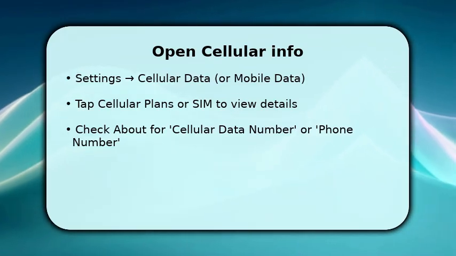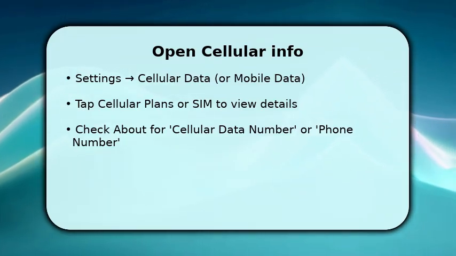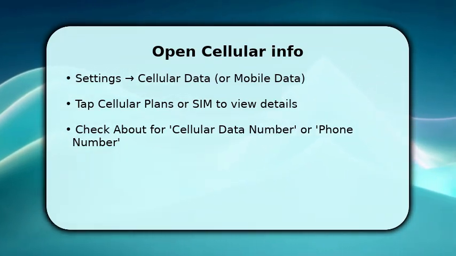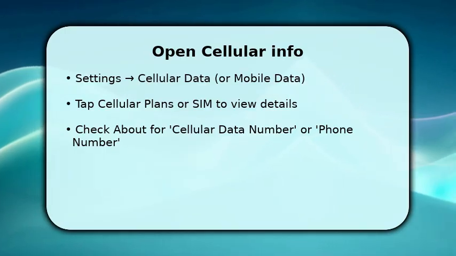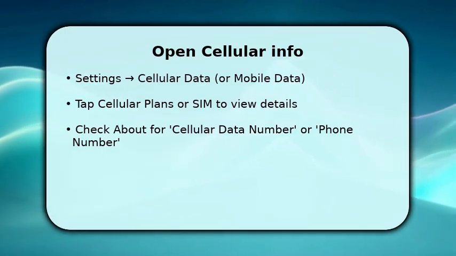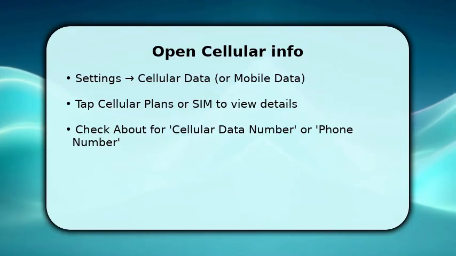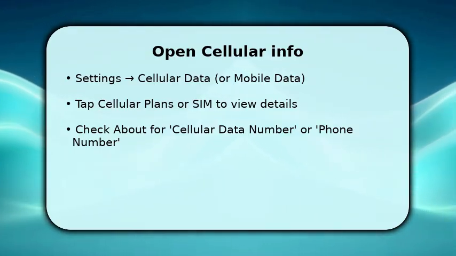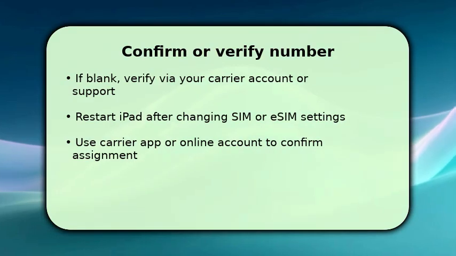under the active plan. If that field is blank, go back to Settings > General > About and review the cellular data number, ICCID, and IMEI. These confirm the SIM and let the carrier link the number to your device. You finish by confirming the displayed number matches your carrier account.